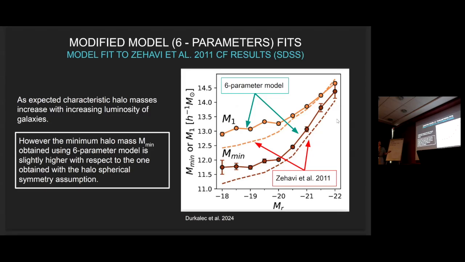So again, the dashed lines are the results from the original paper from 2011 from Zehavi et al. They were using a spherically symmetrical model. And the points that I have here are from my fitting, which includes asymmetry. So as you can see, they are a little bit different. We're measuring between 2 to 6% difference.